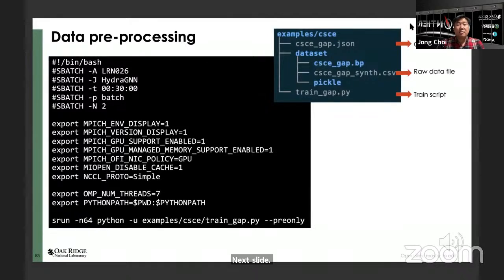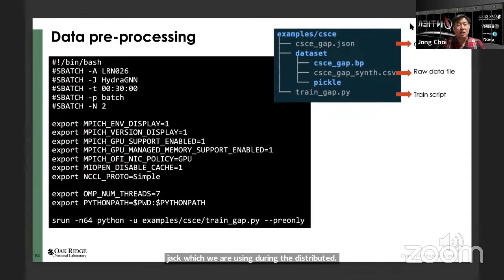Okay, so now let's talk a little bit about the pre-processing step first. Usually in this pre-processing step, you don't need to use a GPU. You just have the raw data. You want to convert this raw data into a graph object, which we are using during the distributed training.